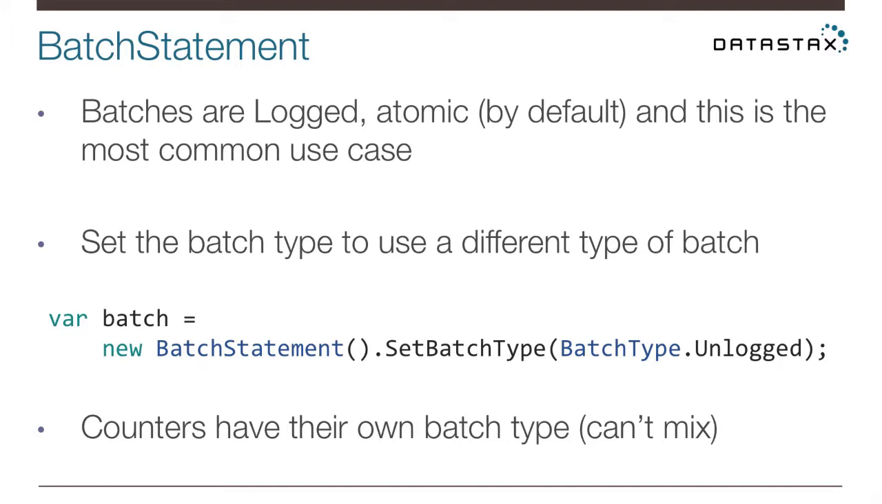And then counters. You've probably already heard many times that counters are kind of their own little thing, where there are lots of funky rules about counters. Batches are another case where counters have special rules. They have their own batch type. You can't mix and match counter mutations with other statements, essentially. So they have their own batch type if you want to batch counter mutations.